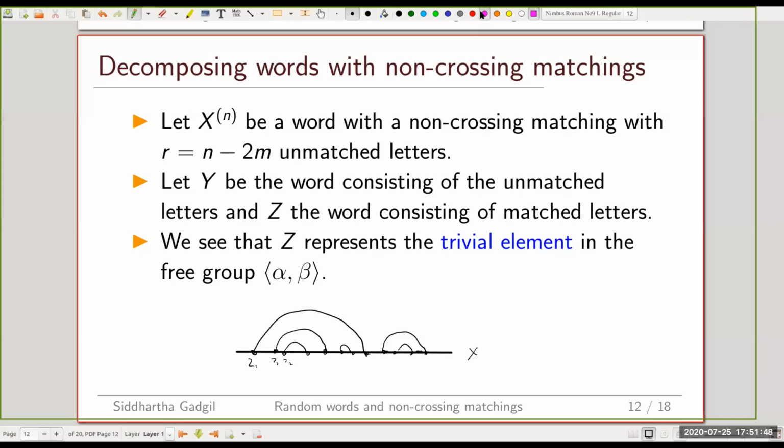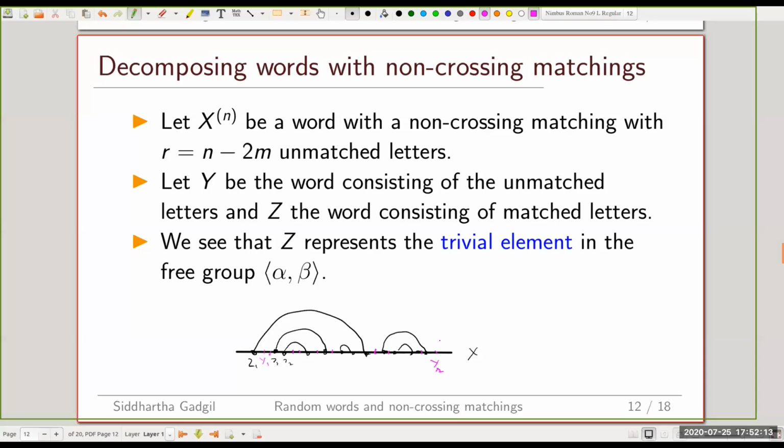And I haven't marked them here, so let me mark them. There are certain letters that remain unmatched. Maybe there's one here, maybe there's one here, maybe there's nothing there, maybe here. Okay, so the purple ones constitute Y. So this one is Y1, Y2, etc. So this is some Y. We know the lengths, by the way. So the number of unmatched letters is R. So Z has length 2m, Y has length R.